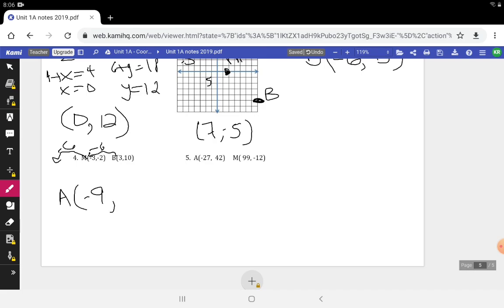And then we're going to do it for the y values. So 10 to negative 2 means we subtracted 12. So we'll have to subtract 12 again. Negative 2 minus 12 is negative 14. And there's the other endpoint.